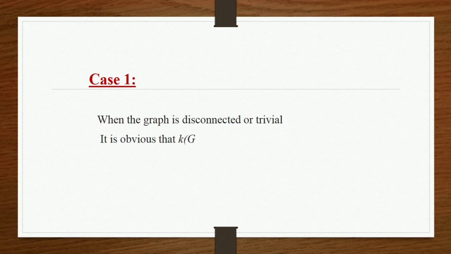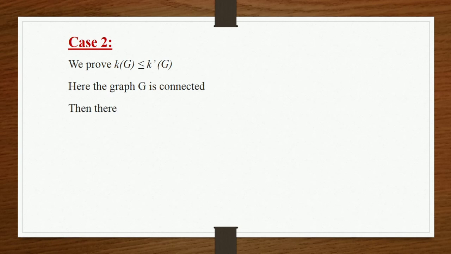By the given definitions, it is obvious that κ is less than or equal to κ', which is less than or equal to δ. In the second case, we consider the graph to be connected. Now, we prove κ(G) is less than or equal to κ'(G). Here, the graph G is connected.